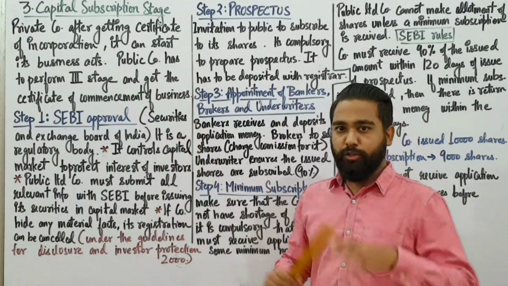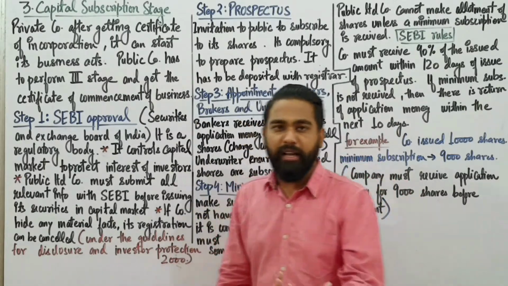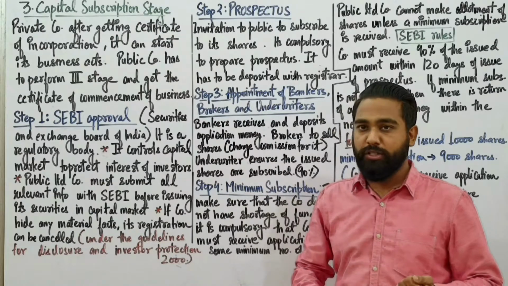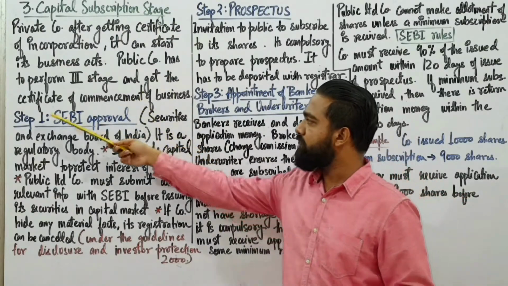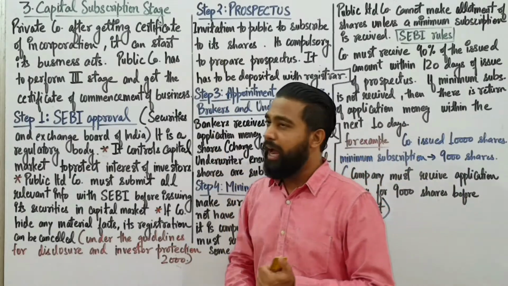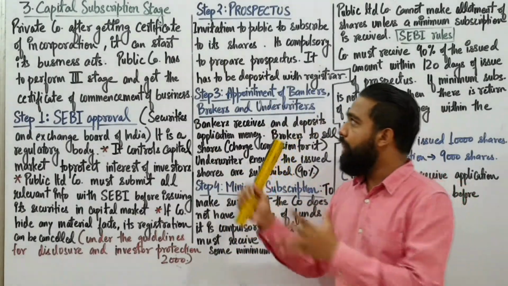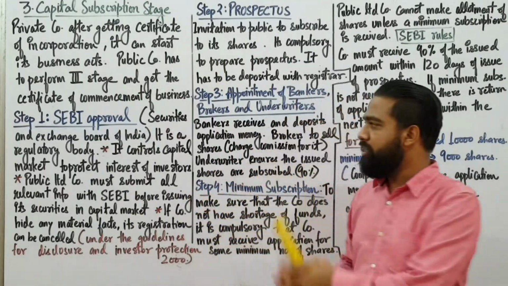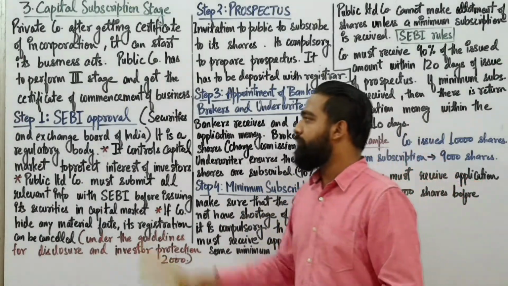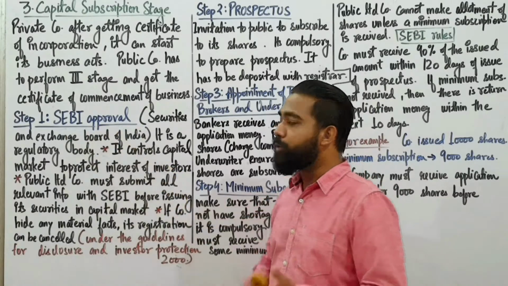That's the fourth stage. So the public company needs to complete stage 3, which is the capital subscription stage, and stage 4, which is the certificate of commencement of business. Now, under the capital subscription stage, there are certain steps which they need to follow. The first step is SEBI approval.